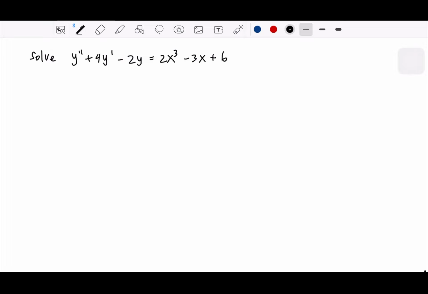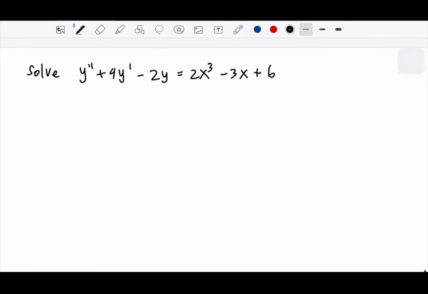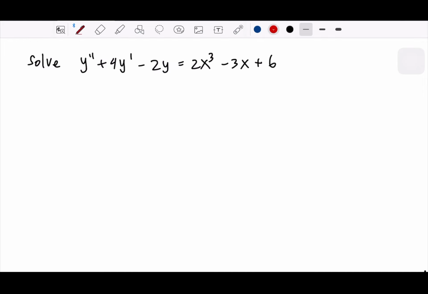Okay, as usual, we start this example by taking the homogeneous equation. So first, solve the homogeneous equation. So 3.4 is really connected to 3.3. So you need to be able to master 3.3 first to get through this 3.4. So the homogeneous equation is y double prime plus 4y prime minus 2y equal to 0.